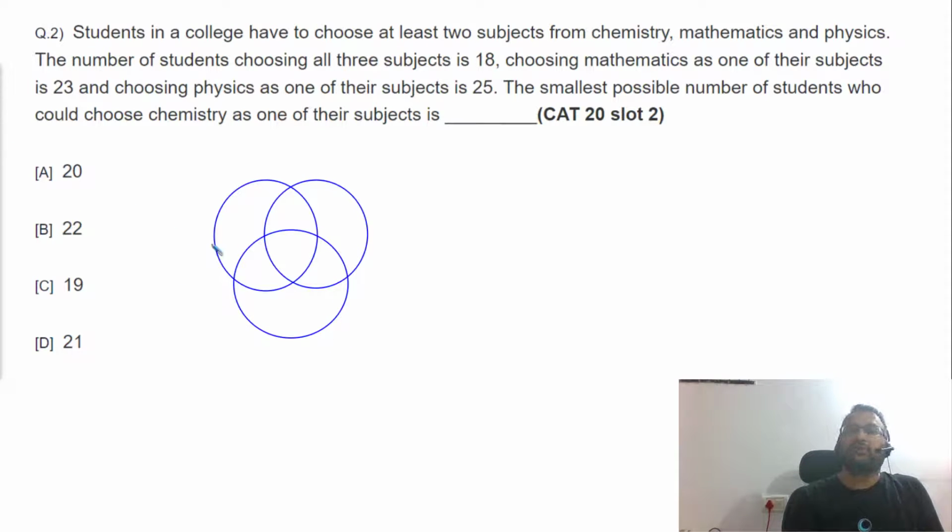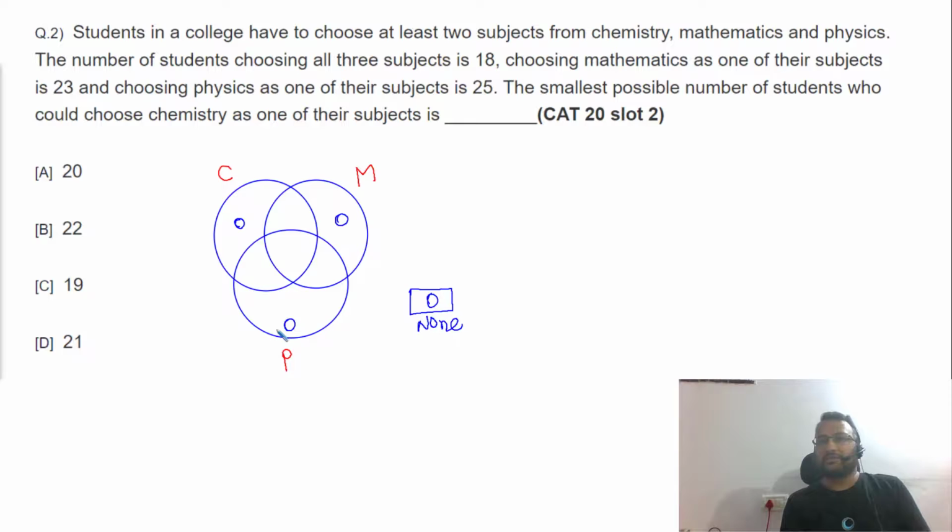So every student is going to choose at least 2 subjects. This is chemistry, mathematics, and physics. So over here none is going to be 0. Only chemistry, only mathematics, only physics is also going to be 0. It is given that the number of students choosing all 3 subjects is 18.